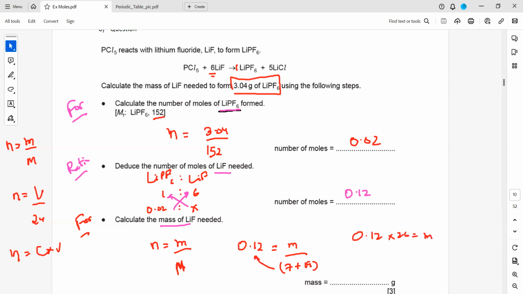That will give us the mass in gram for lithium fluoride, which is 3.12. So we'll get 3.12 grams of lithium fluoride. So the first part we solve by using a formula, the second we solve by ratio, and the third one, again, we use a formula. So mole questions always have a pattern: first, usually by formula, second by ratio, third by formula again.